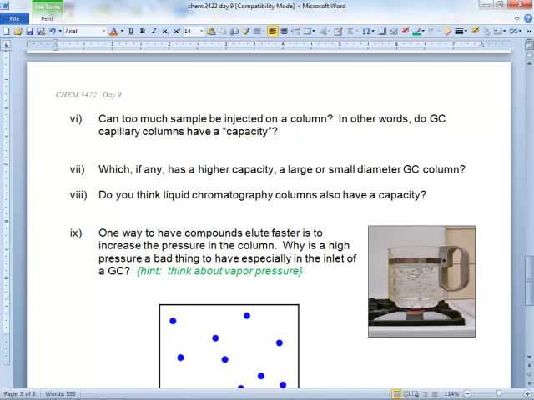Alice, do you think liquid chromatography columns also have a capacity? Yeah, sure, why not? Okay.